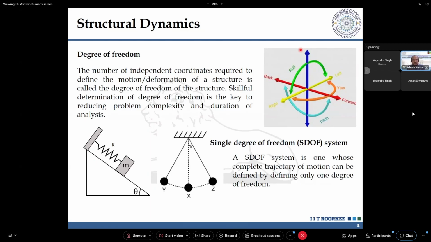The terminology that comes in structural dynamics books with respect to static condensation is to make our calculation easier by taking certain assumptions with respect to the building deformations and the way it responds, right? So degrees of freedom, you understand, I've given the definition: the number of independent coordinates required to define the motion or deformation of a structure is called the degree of freedom of the structure.